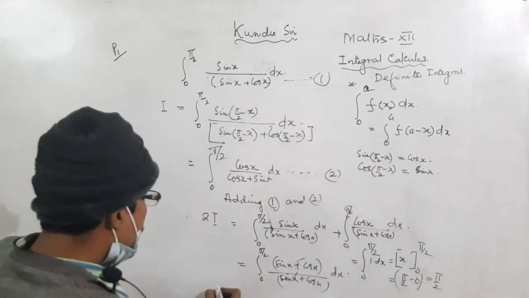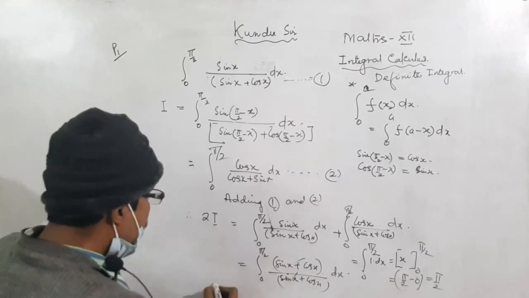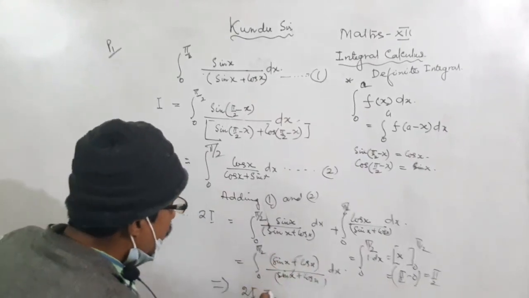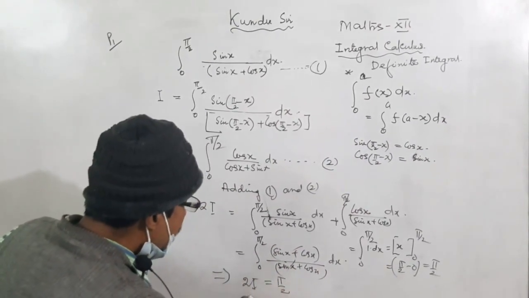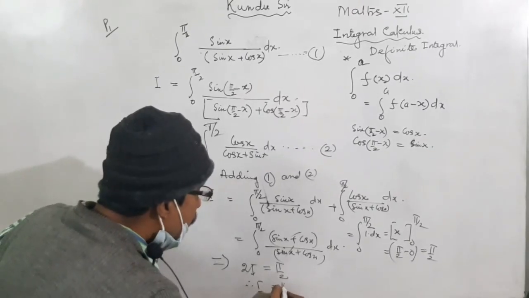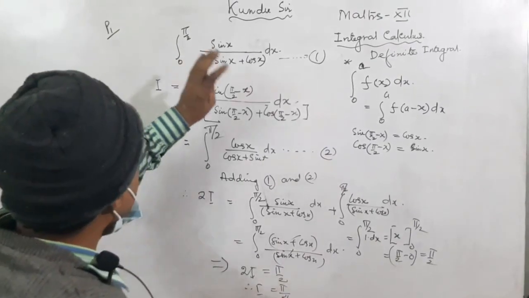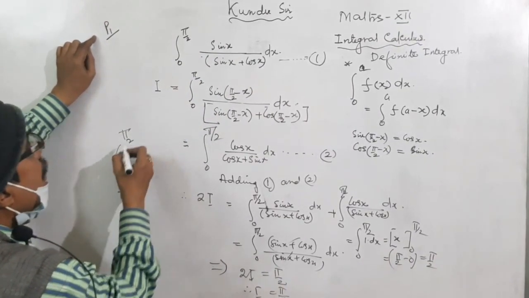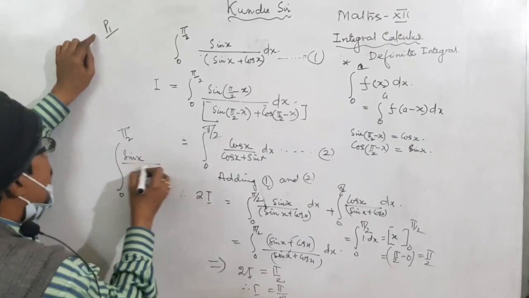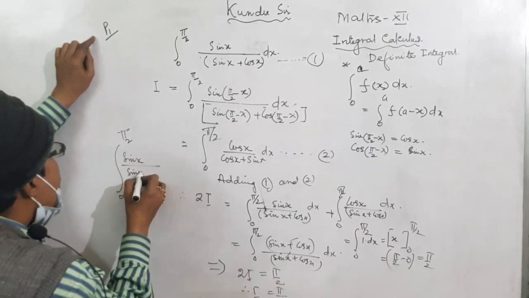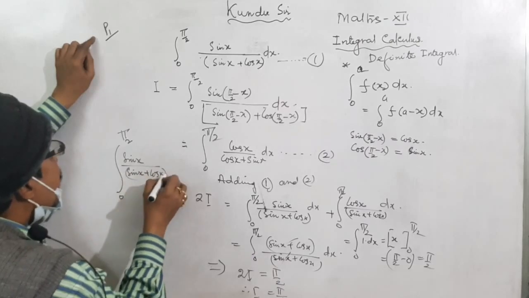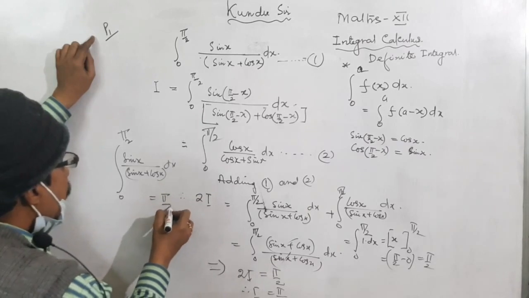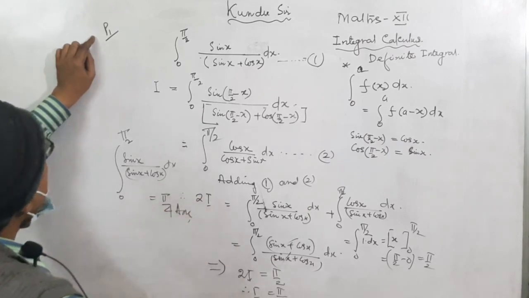Therefore 2I equals pi by 2. Therefore I equals pi by 4. Therefore, the result of this integral from 0 to pi by 2 of sin x upon (sin x plus cos x) dx is pi by 4. Pi by 4 is the answer for the problem.